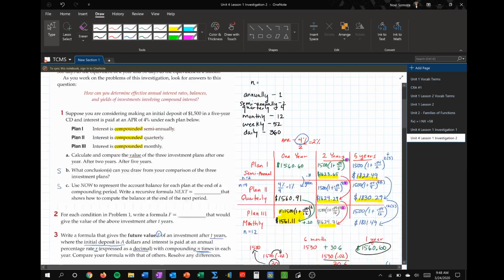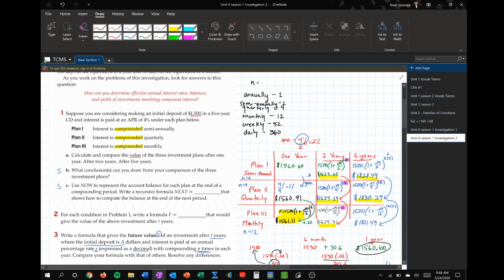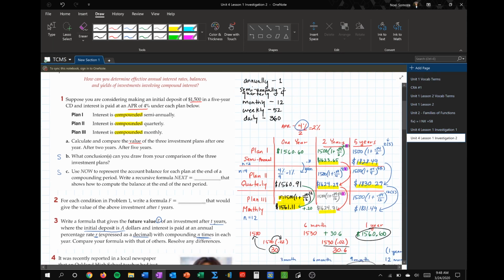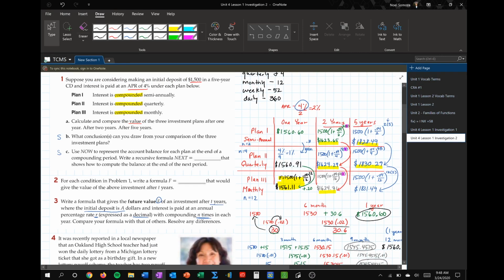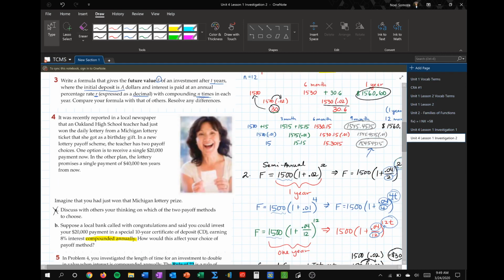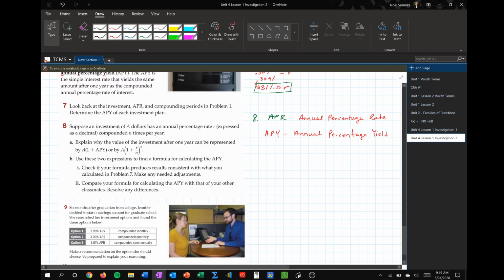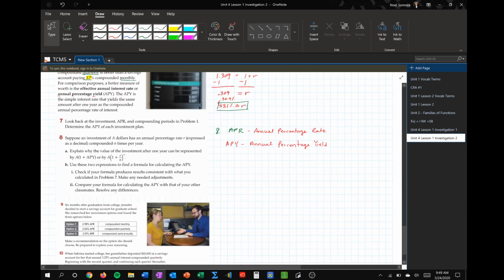And number 1, here's what we started with. We had a $1,500 deposit, an APR of 4%, and then we had interest compounded semi-annually, quarterly, and monthly. Okay, so those are the plans that we're going to look at. And let's go down here. The goal here is to find the APY. Determine the APY of each investment plan.